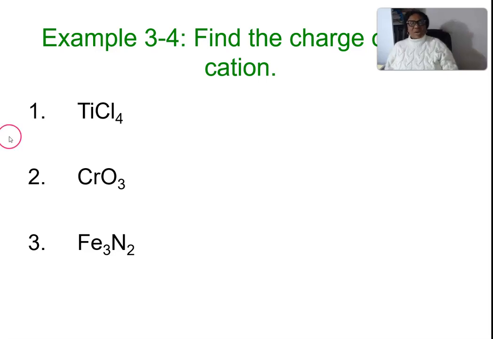So I want to continue from where we ended, finding the charge on the cation. First of all, we have to find the charge on the cation using the anion. From the anion we know that the total anion charge is -4. So the total positive charge is +4. But since we have just one titanium atom, 4 divided by 1 is 4. So the charge on titanium is +4.